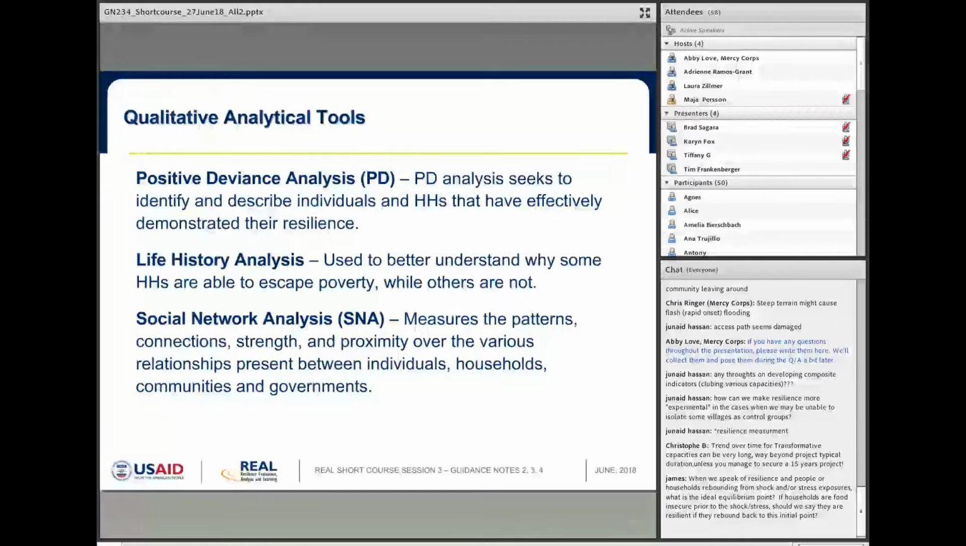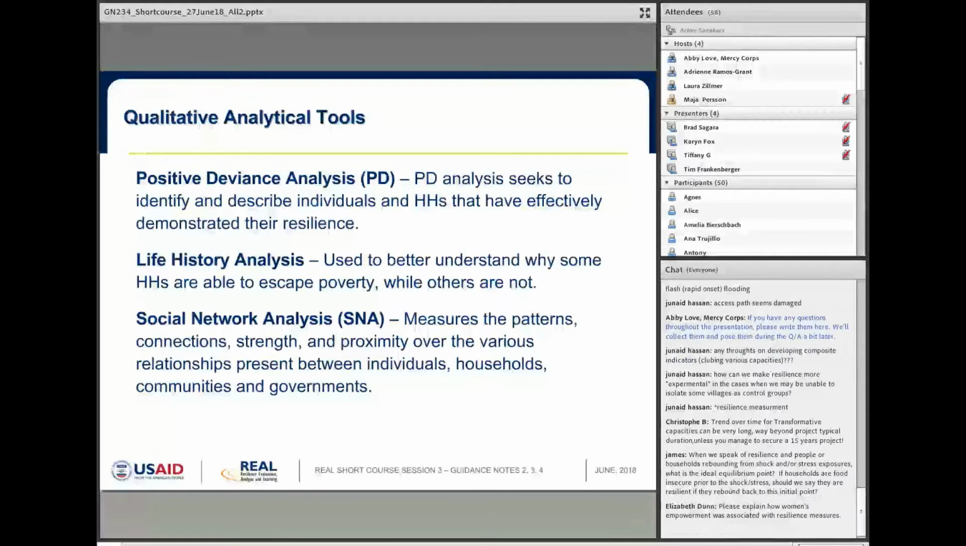And then finally, the social network analysis allows us to look at these patterns, connections, the strengths of those connections, and proximity over the various relationships that individuals, households, communities, and governments may have, and why these networks are important for enabling people to not only share information, but share resources so that they can manage shocks more effectively.